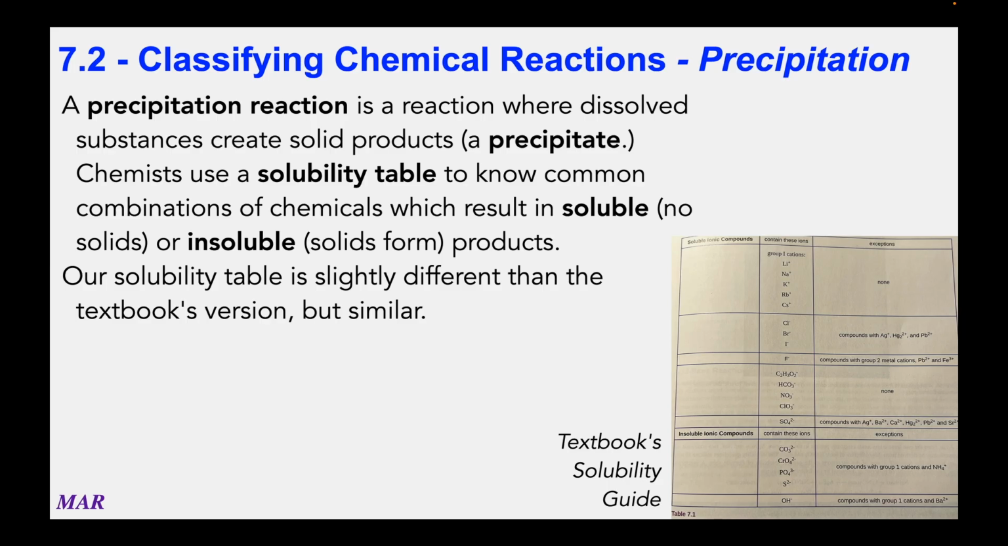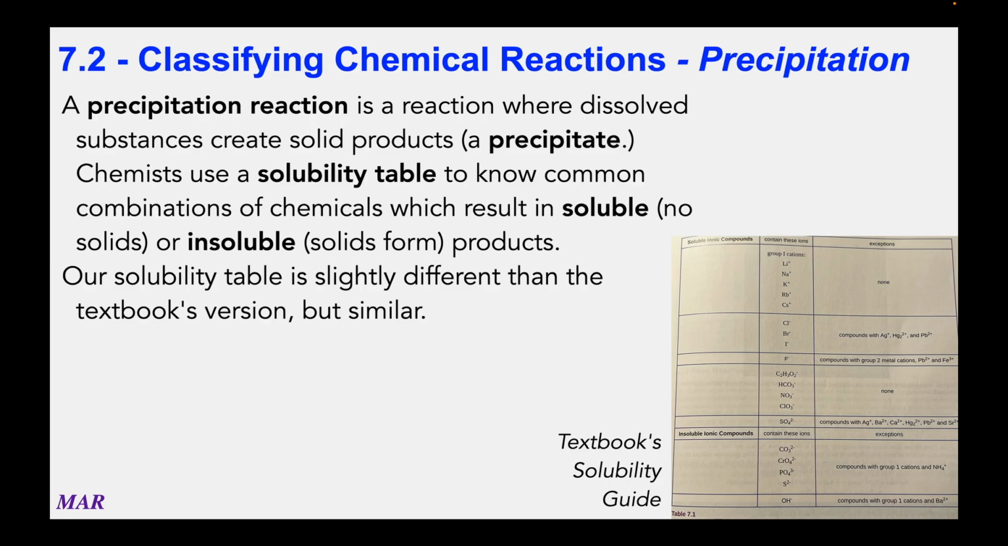Now, soluble means no solid. Soluble means everything is aqueous, it dissolves. But insoluble means that a solid is going to form. So if you see a precipitate form, that means you have something which is insoluble, and that helps you figure out what the reaction is doing.